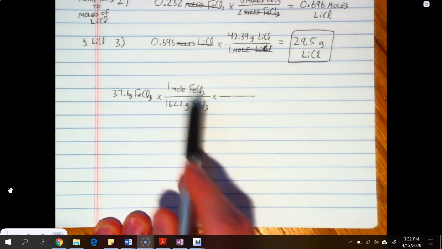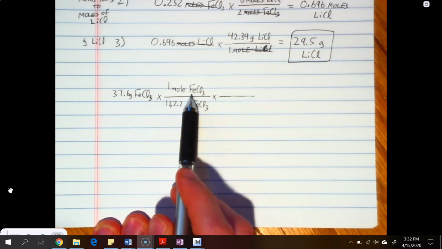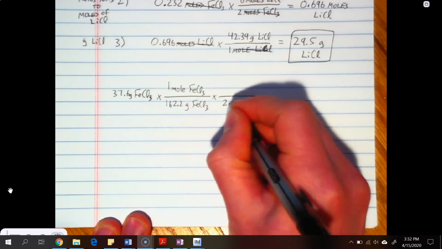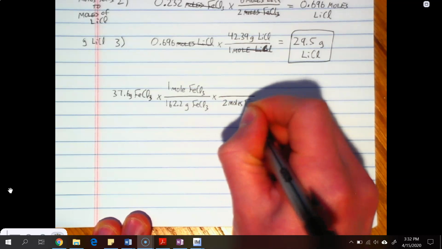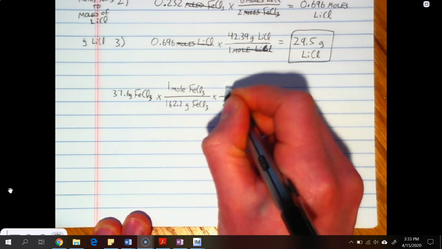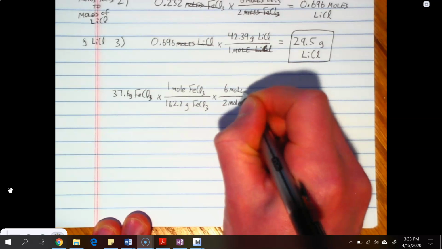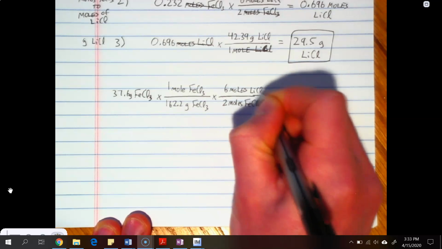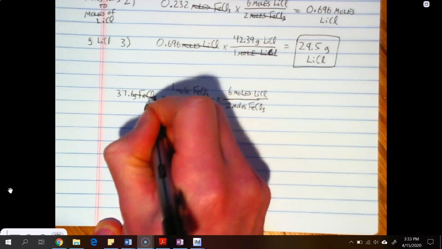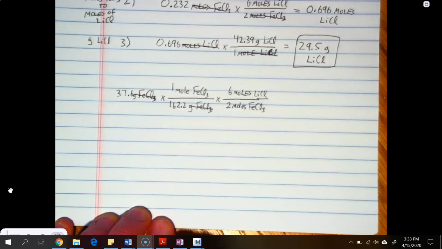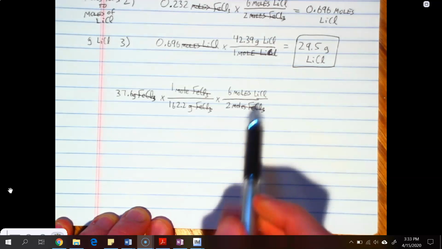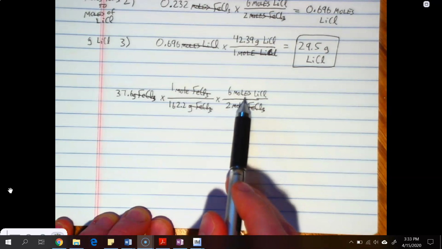So since this calculation gives me moles of FeCl3, I know I don't actually need to write equals anything. I can just cancel those moles out. So I'm going to put moles of FeCl3 on the bottom here, and that equals 6 moles of LiCl on the top. So if you follow along here, my grams have been canceled here, and units of moles of FeCl3 have been canceled here. So right now this would give me an answer of moles of LiCl.